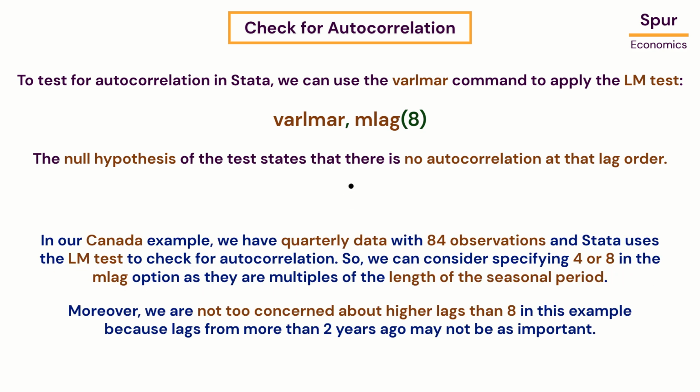In our Canada example, we have quarterly data with 84 observations, and Stata uses the LM test to check for autocorrelation. So, we can consider specifying 4 or 8 in the mlag option as they are multiples of the length of the seasonal period. Moreover, we are not too concerned about higher lags than 8 in this example because lags from more than 2 years ago may not be as important.